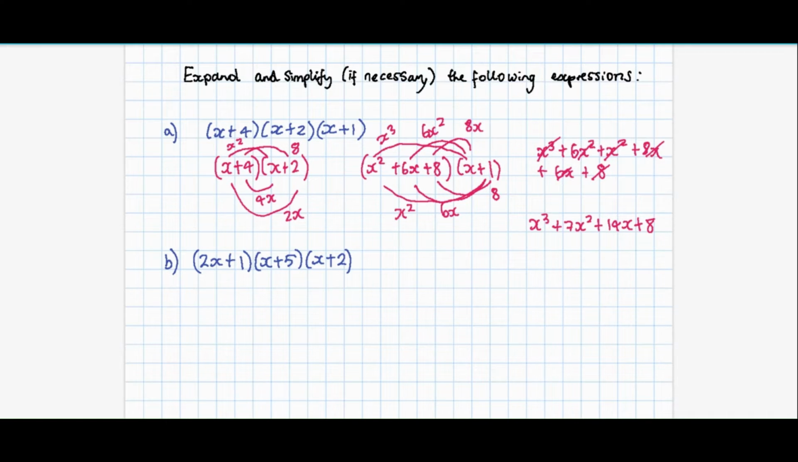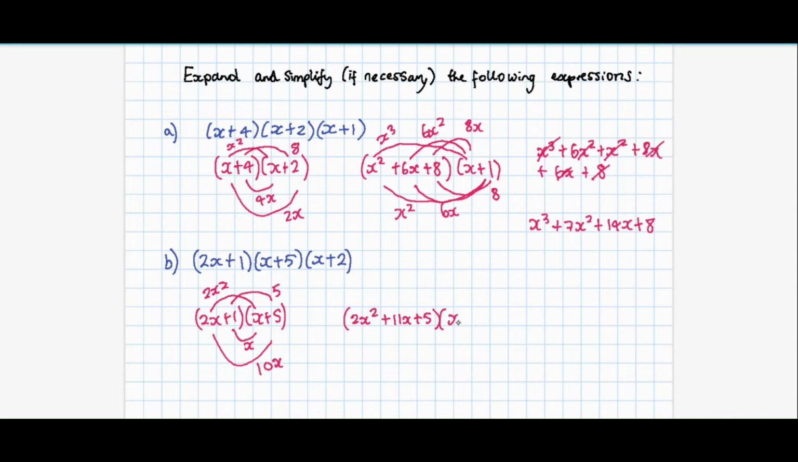So for this next one then, it's the same as before, but we've just got the 2x instead of the x in the first bracket. So let's still start again with 2x plus 1 times by x plus 5, and we'll expand that. So you get 2x squared plus 5, and then x here, and then 10x. So we've got 2x squared plus 11x plus 5.